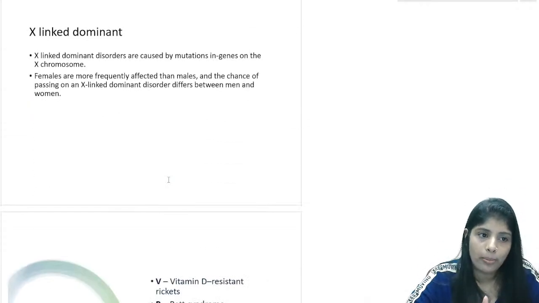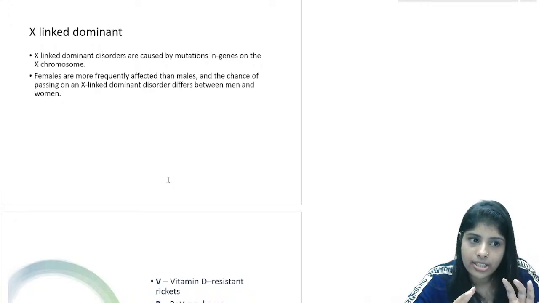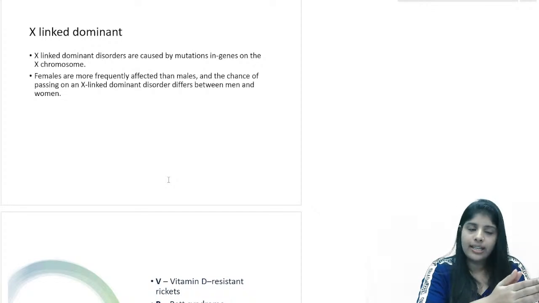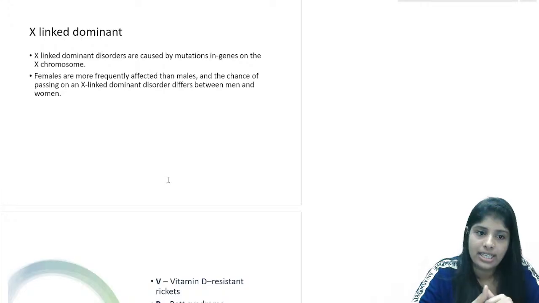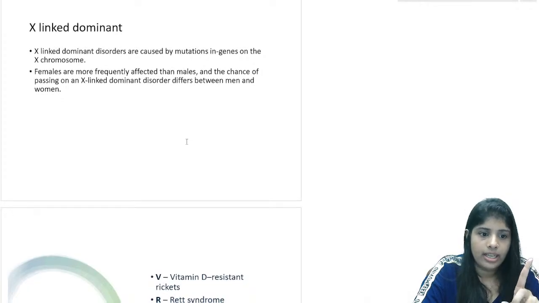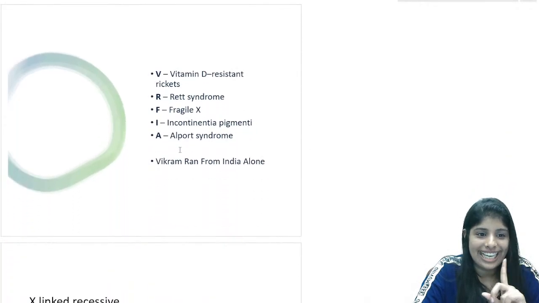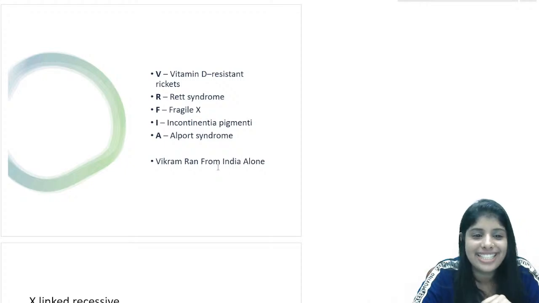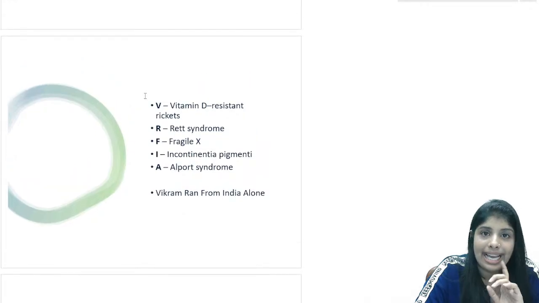And next is the X-linked dominant. What happens in X-linked dominant? It is always related to the X chromosome. So if it is dominant, X is what? X is always related to females, right? So X-linked dominant means the female will be affected and not the male. Okay, so X-linked dominant means always the females are affected. Fine. And I have a mnemonic for that too. That is Vikram ran from India alone. Okay, Vikram ran from India alone. VRFIA. That is vitamin D resistant rickets, Rett syndrome, Fragile X, Incontinentia pigmenti, and Alport syndrome. So you can remember Vikram or Vivan or whatever you like, ran from India alone. So this is the way to remember X-linked dominant.